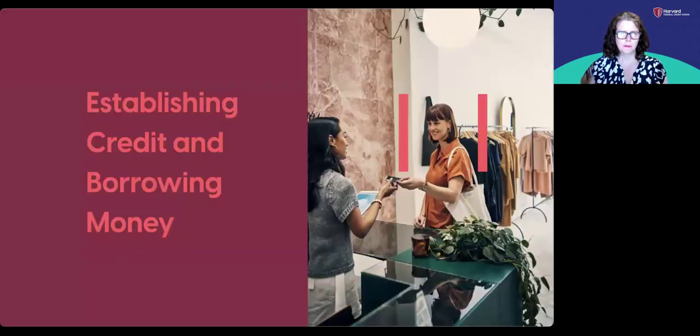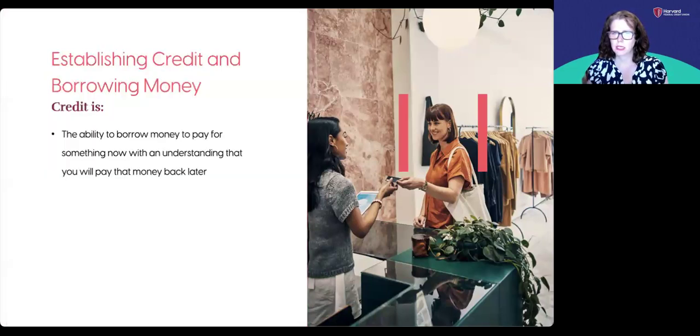Okay. So then we have credit, and we're going to go over this relatively quickly, but we like to do this for our international members because the credit system is very different in the United States than in other places. So what is credit? Credit is the ability to borrow money to pay for something now with an understanding that you're going to pay the money back later. There are a lot of nuances to the US credit system, as I mentioned, that make it unique, including establishing credit and maintaining a high credit score are things that are a little different here about how we handle them.